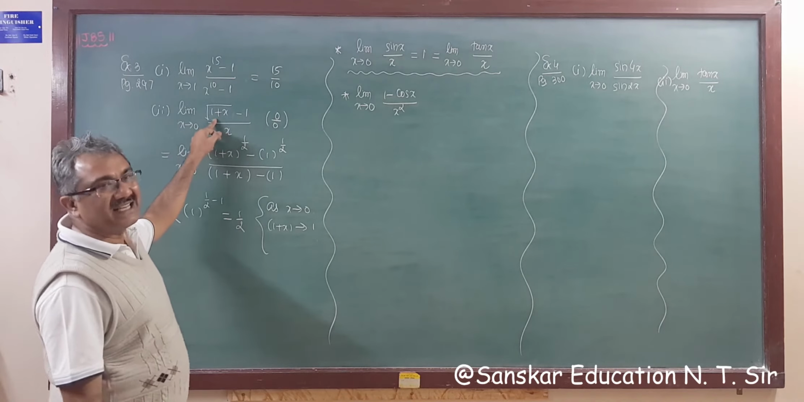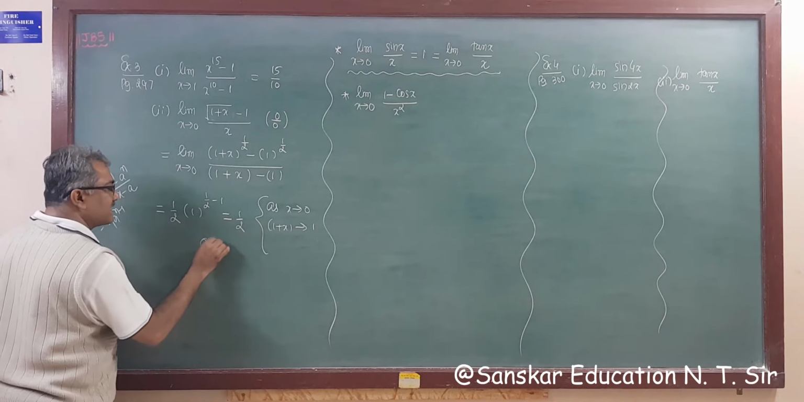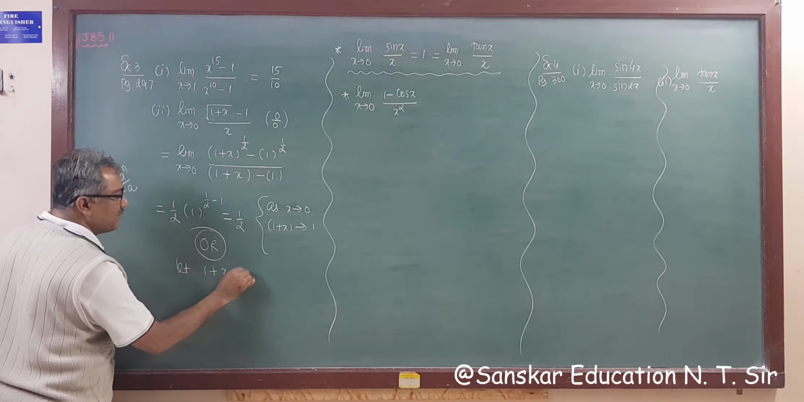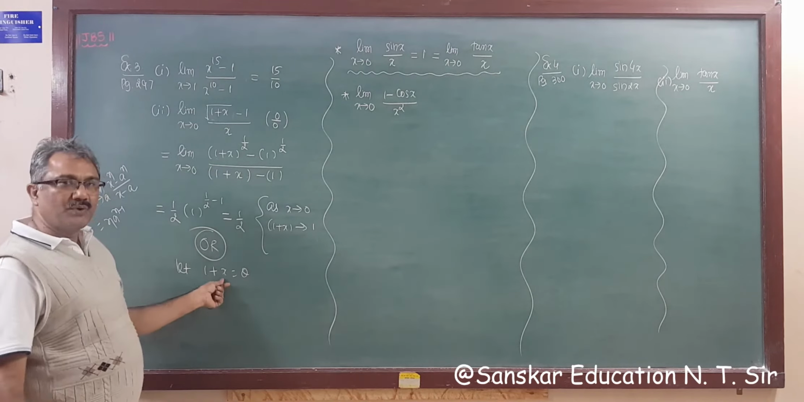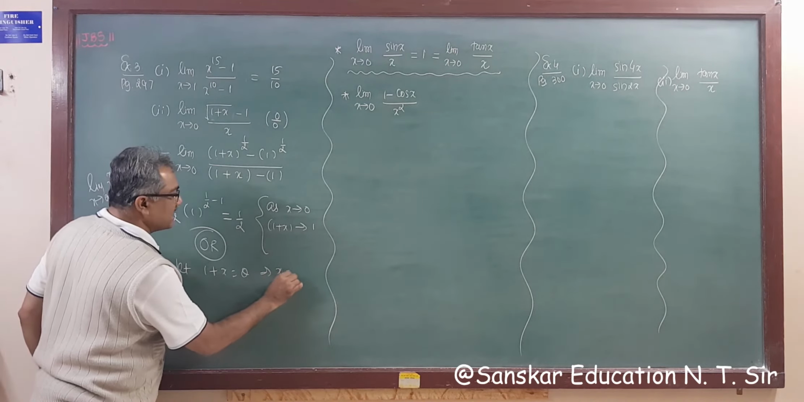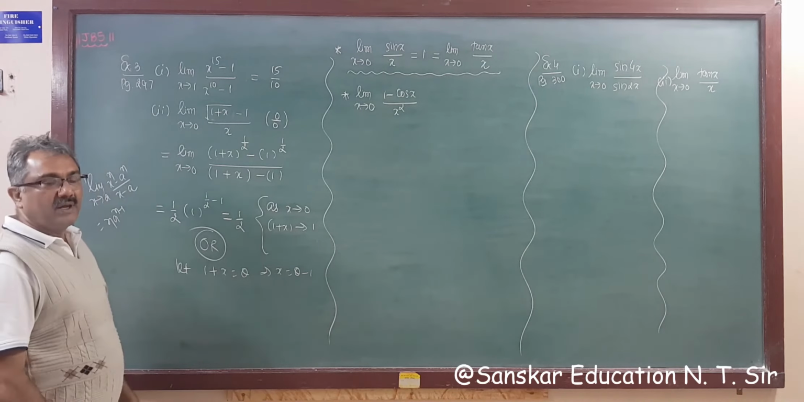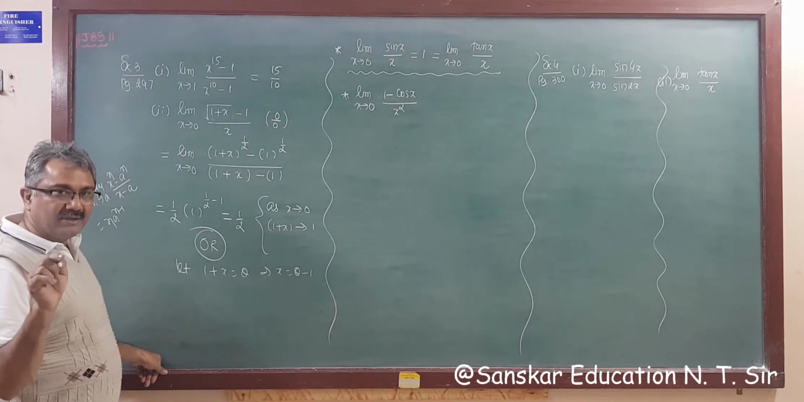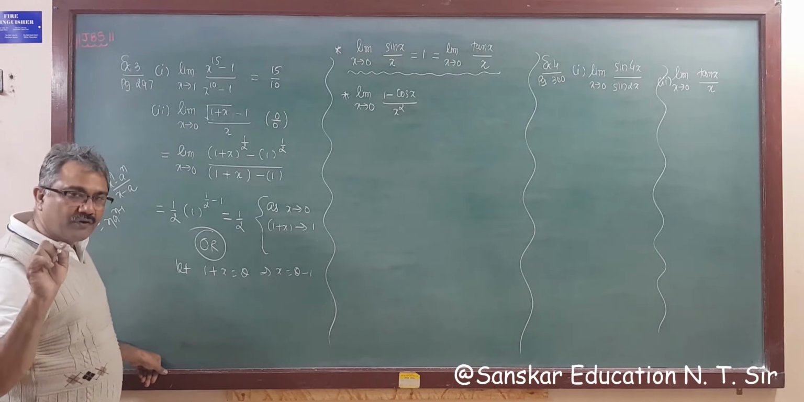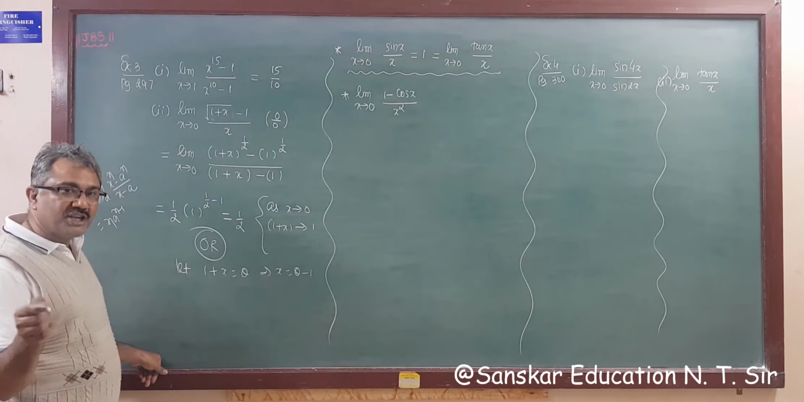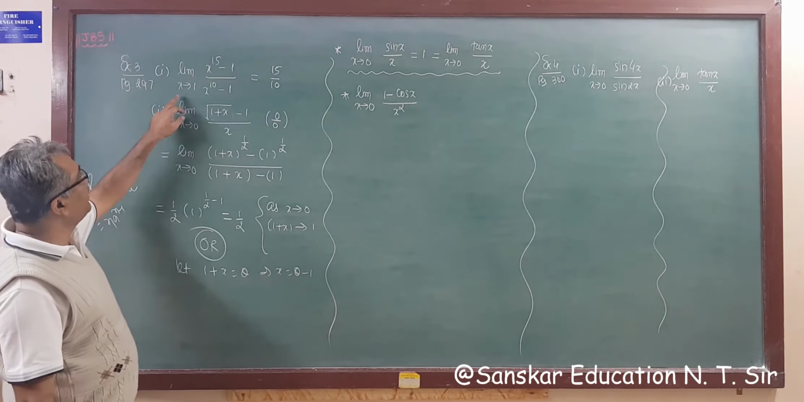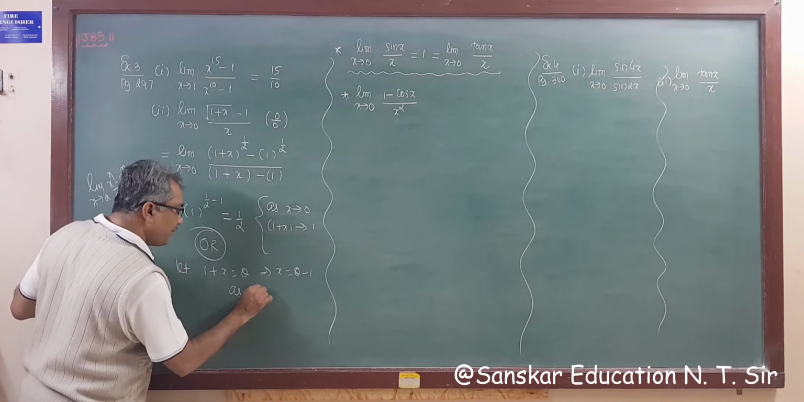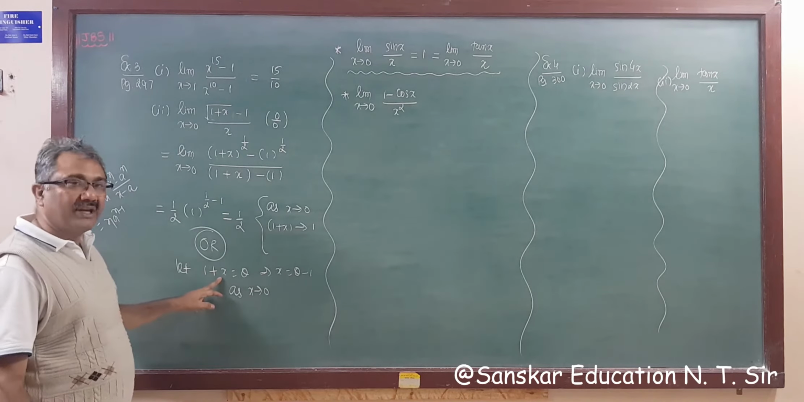Suppose you assume 1 plus x is equal to theta. So a second method for this type of question: I'm assuming 1 plus x is equal to theta. Making x the subject, this implies x is equal to theta minus 1. Now remember one thing in limits: if you assume something, then you have to change the limit. Here it is given x tends to 0. So as x tends to 0, you have to substitute x equal to 0 in your assumption.